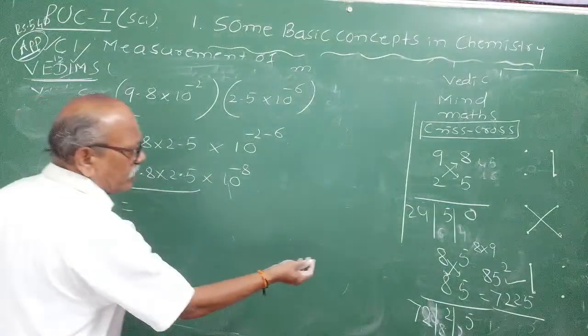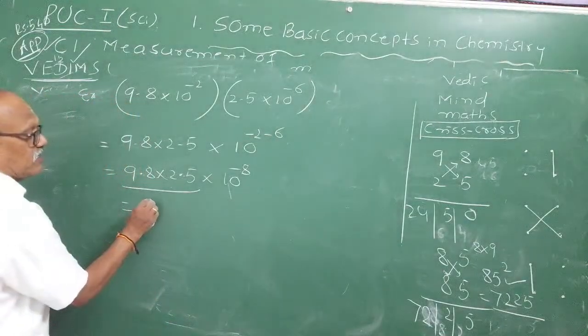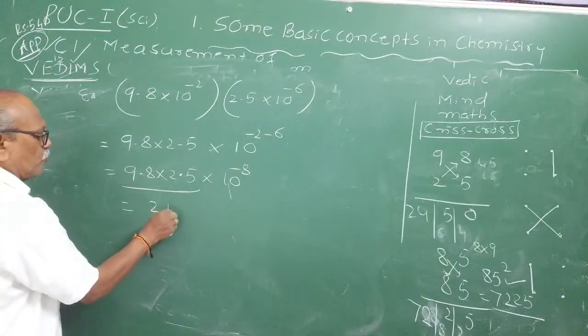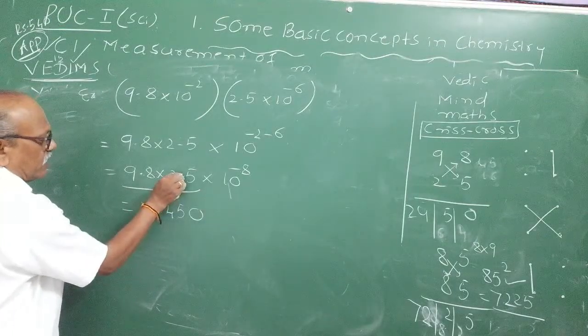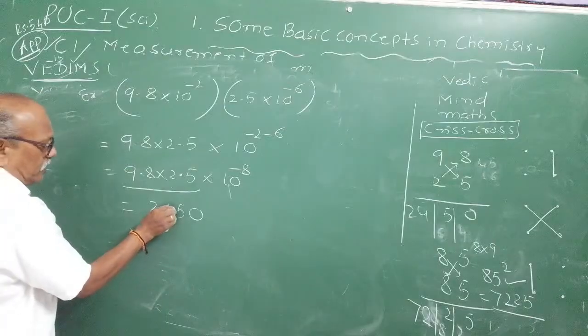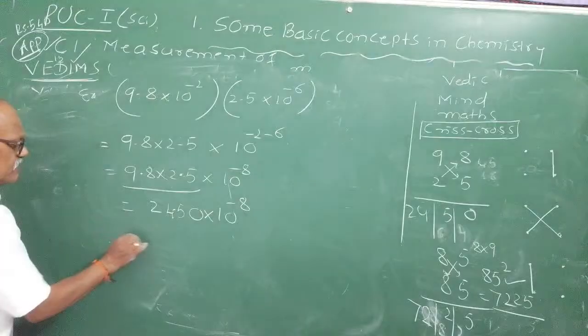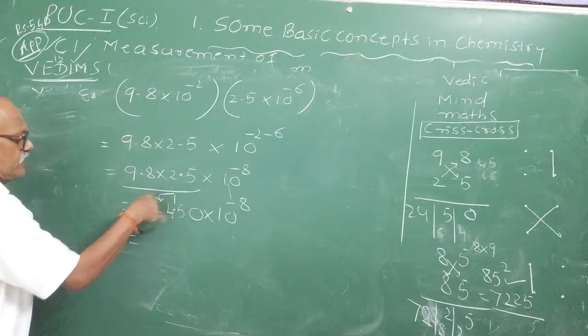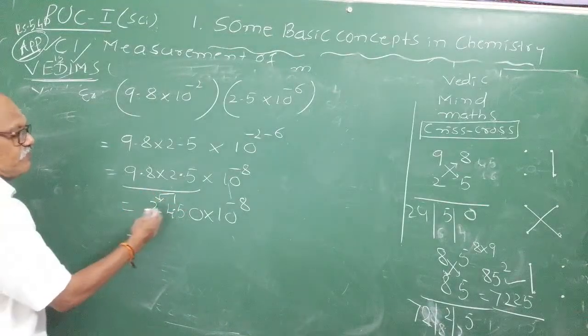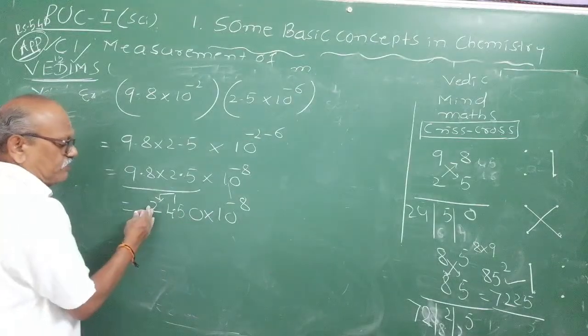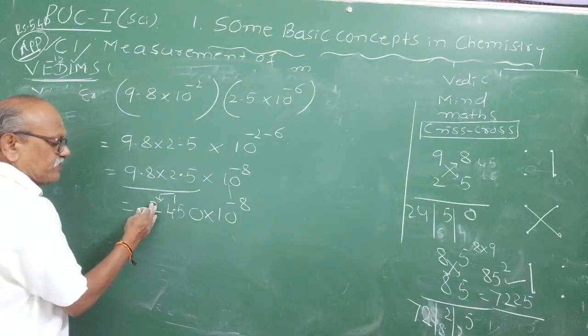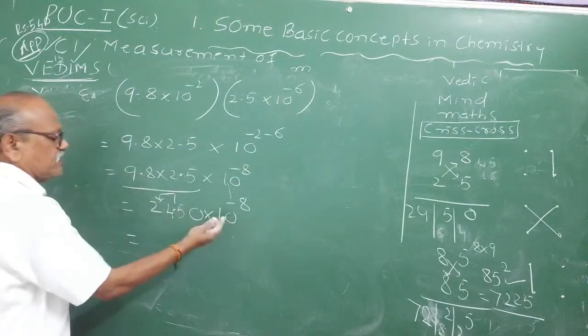And you can write the final answer now as 2450. So here after one place, total in the product there should be 2 places into 10 raised to minus 8. Now write it in the scientific notation. Shift 1 digit to the left. Left shift, add; right shift, subtract.